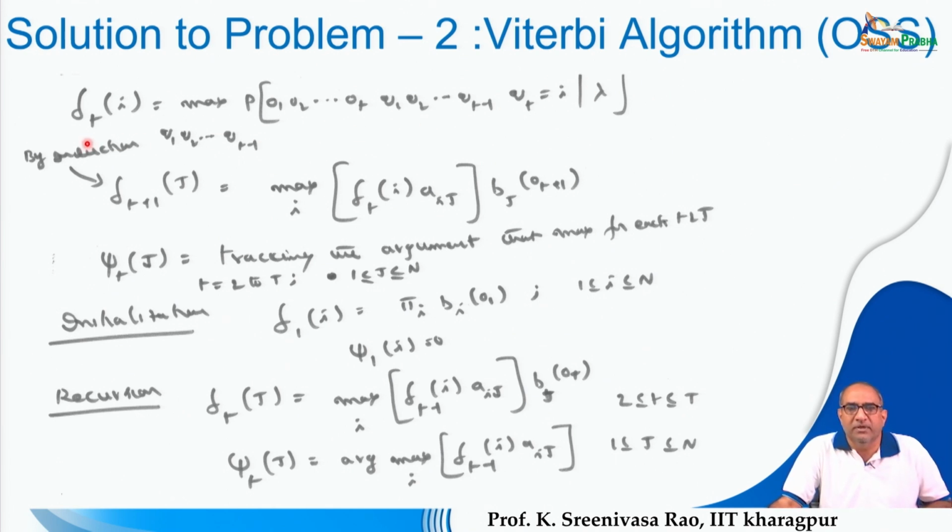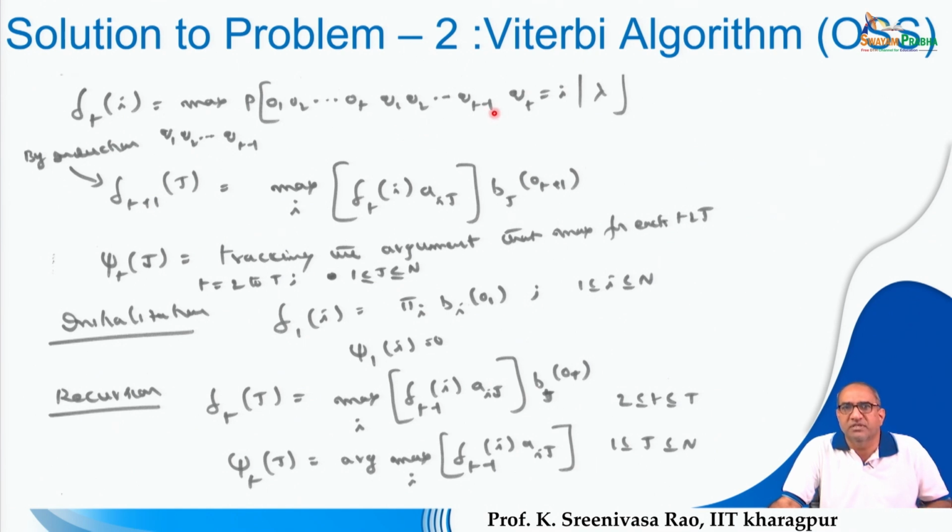For that we are considering another variable known as delta t of i. Here, delta t of i is the maximum probability of the partial sequence O1, O2, O3, such that at time t the system is in state i. This is similar to the forward variable, but in the case of the forward variable we are just estimating the probability of the partial observation sequence till time t.